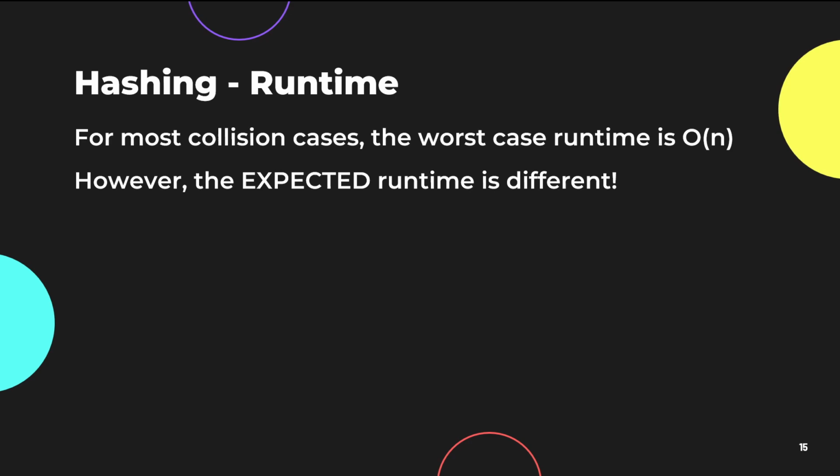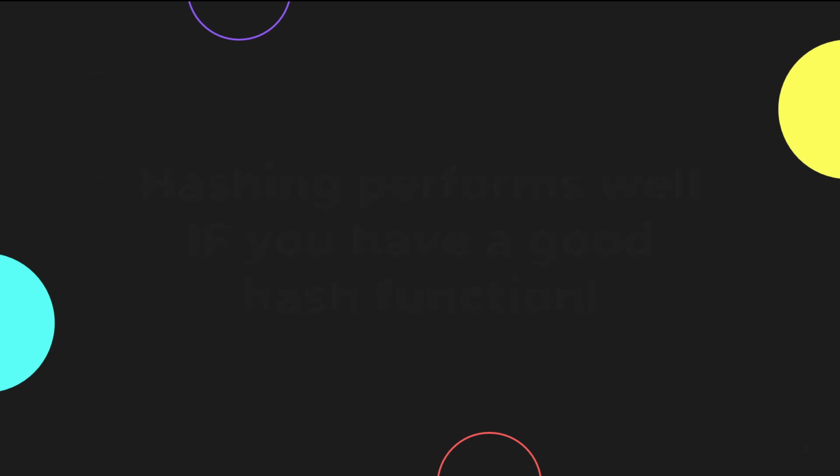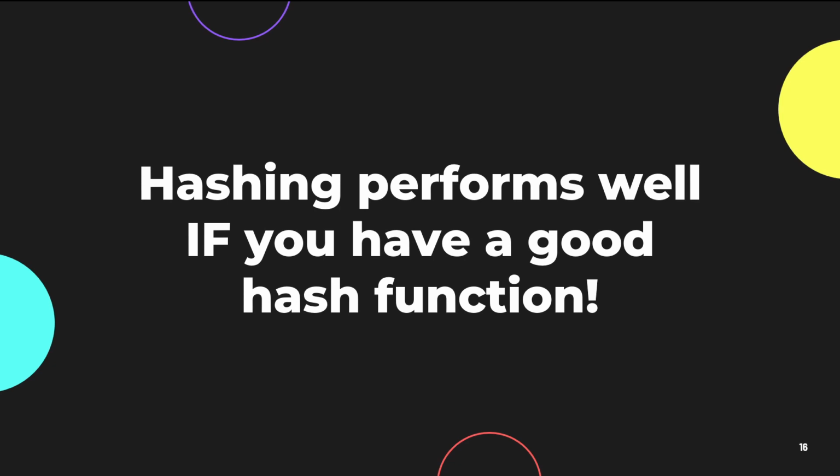So let's discuss this hash function. Hashing will only be good as long as you have a good hash function. This part is very important. If your hash function is biased, then you will never achieve the O(1) runtime for hashing. And what is the characteristic of a good hash function? Anyone?